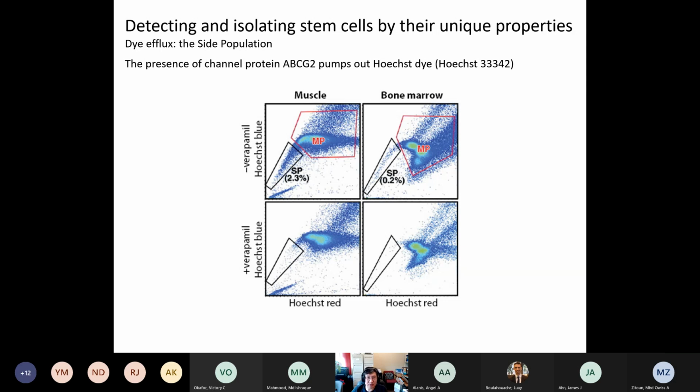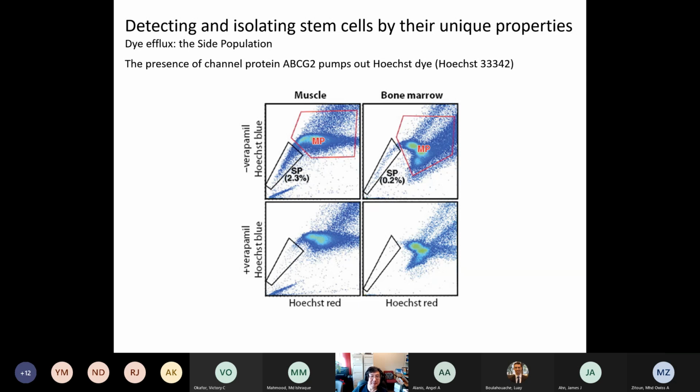Therefore, if you do a staining with this Hoechst dye, what you're going to see is, now look at the horizontal dimension is Hoechst red, and the vertical dimension Hoechst blue. That means this dye actually goes to 2 channels. This dye, the wavelength goes to the red filter as well as the blue channel. So both filters will capture some signal of this dye.